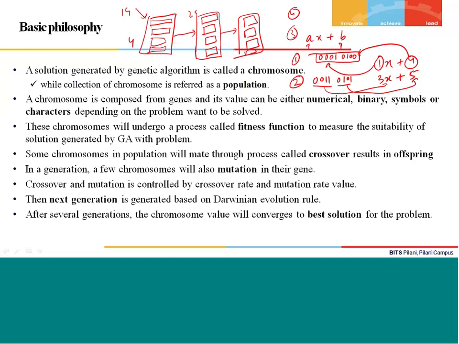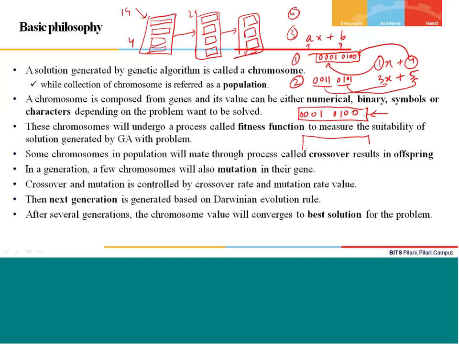Right. So the first point: a solution generated by a genetic algorithm is called a chromosome, while a collection of chromosomes is referred to as a population. A chromosome is composed of genes, and its value can be numerical, binary, symbol, or character. So here, for example, my chromosome has these values. It has 8 genes, 0011, 0100. So my chromosome has 8 genes. This is a binary representation.